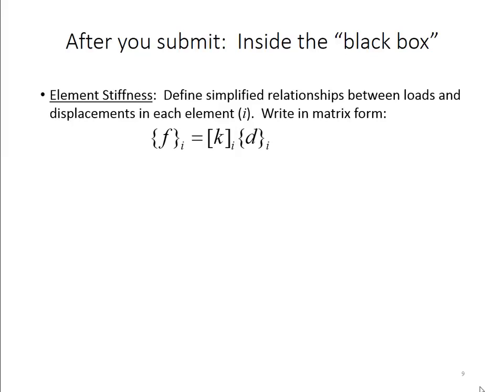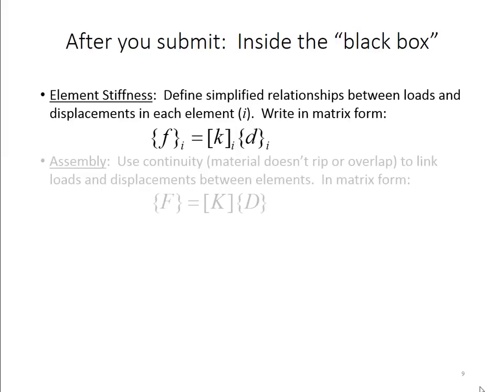The simple relationship is you've got some forces acting at points on the elements. They are related to the displacements of those same points by the stiffness of the element. So F equals kd is the basic equation. You have one of those for every element. So if you have 10,000 elements, you have 10,000 matrix equations initially.